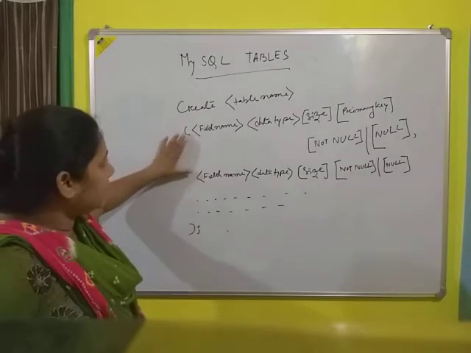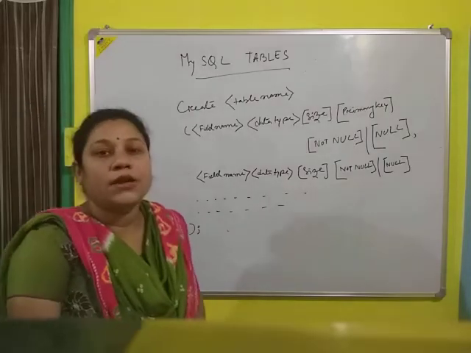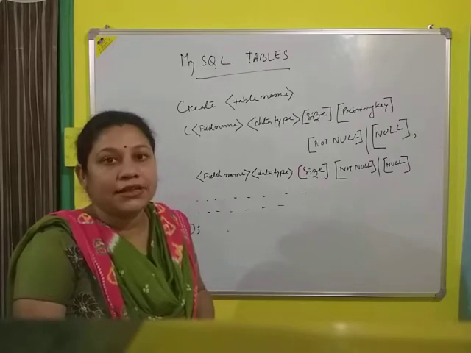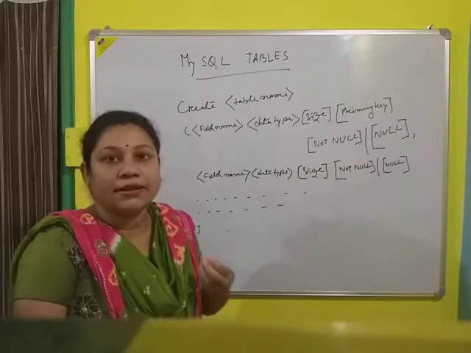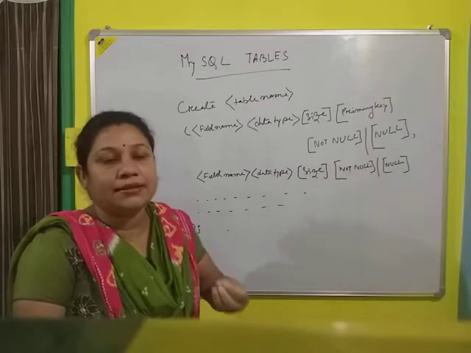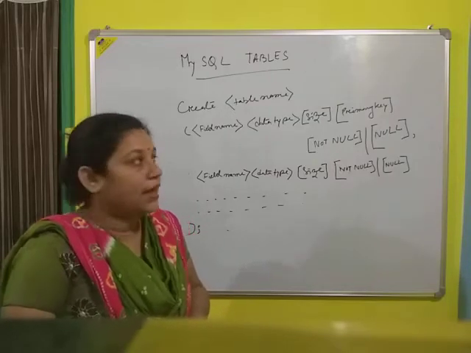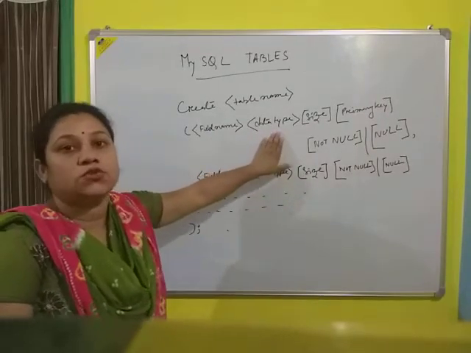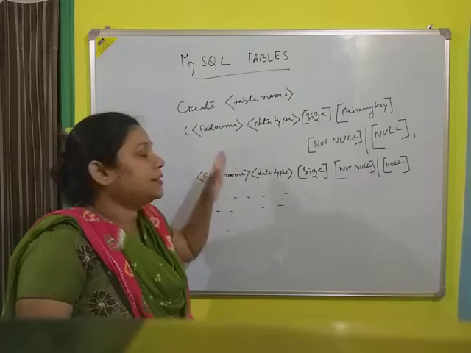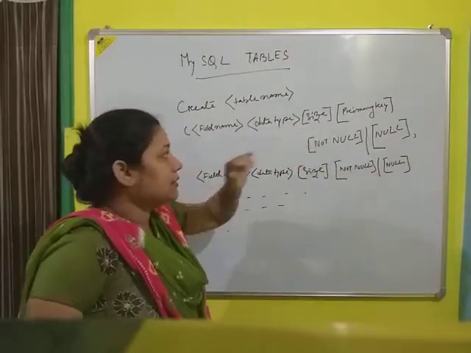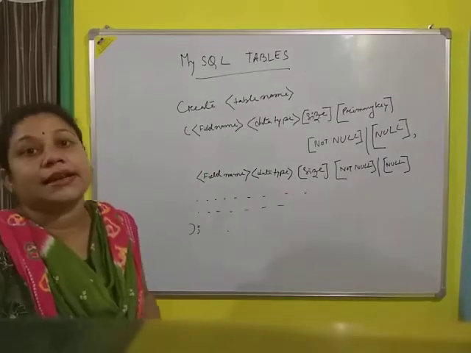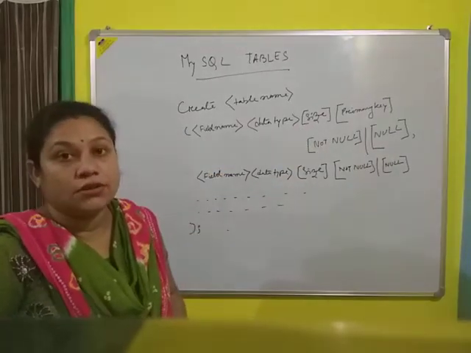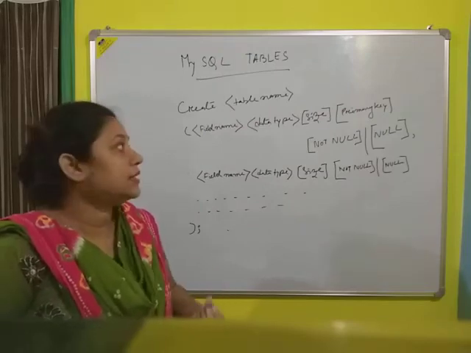In between the opening round bracket and closing round bracket, we are going to define the fields of the table, and we are going to separate the fields by comma operator. When you specify the field name, you have to specify the data type. That means what type of data you are going to enter for that particular field. After that, the size. Basically the size is declared for the character data type. So if you declare integer, then the size is not required. When you are going to use the character data type, then you have to declare the size of that particular field.